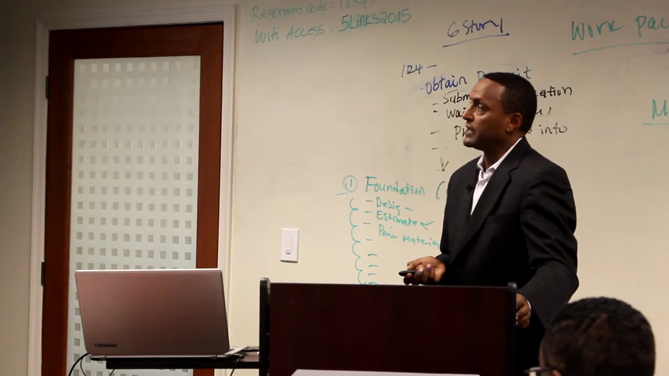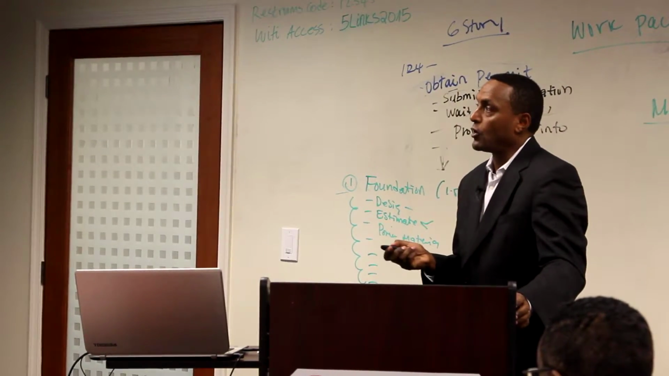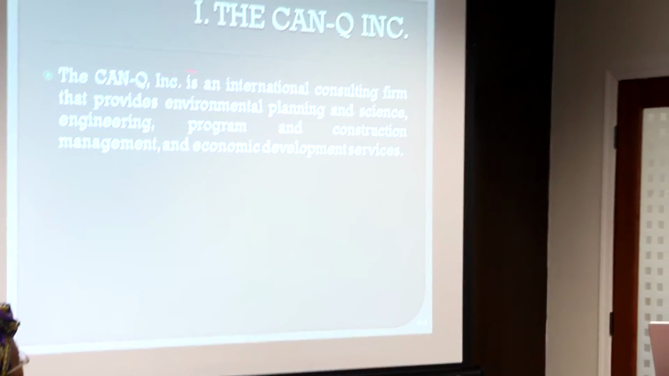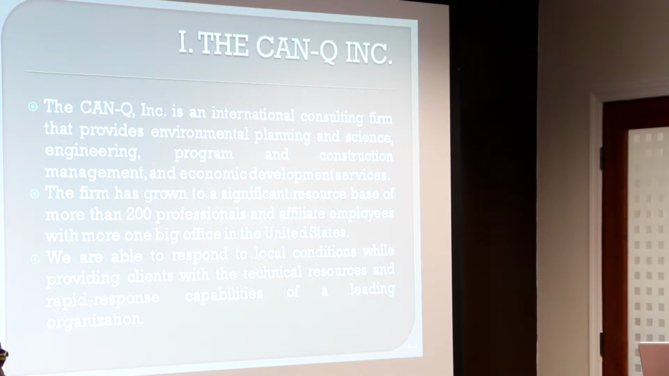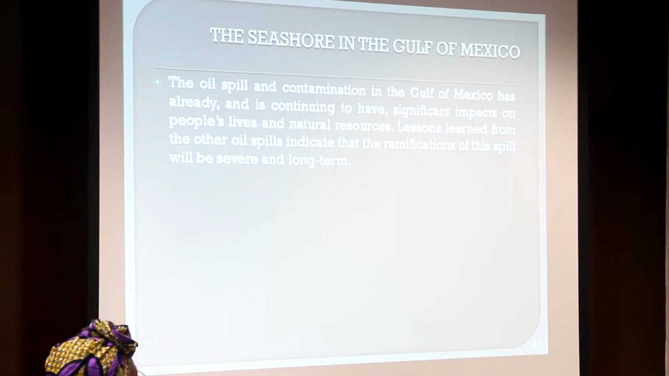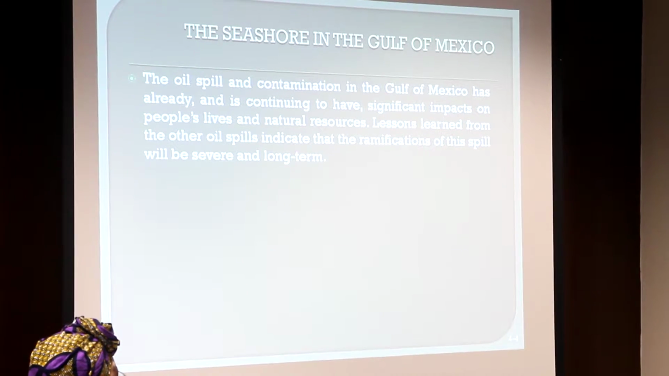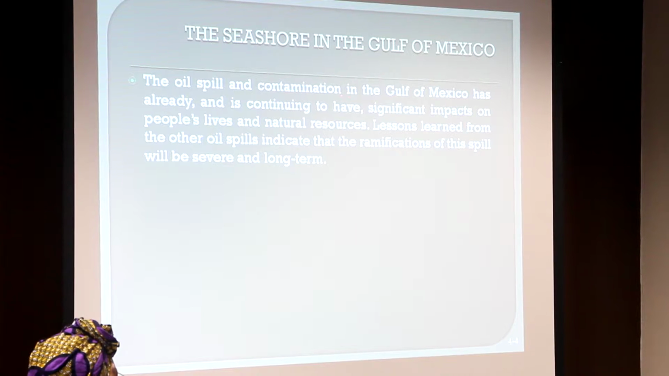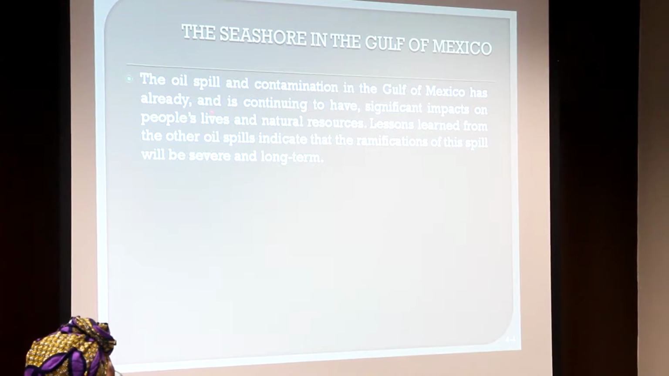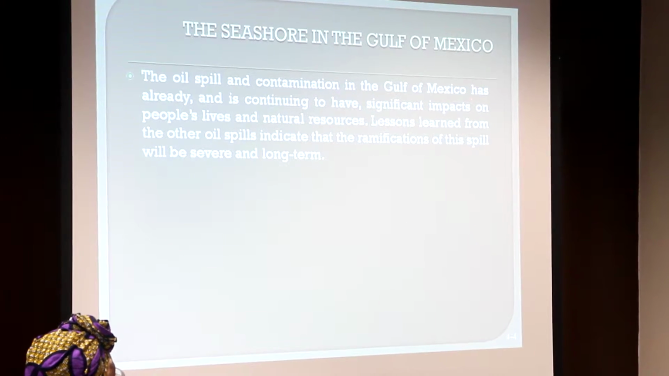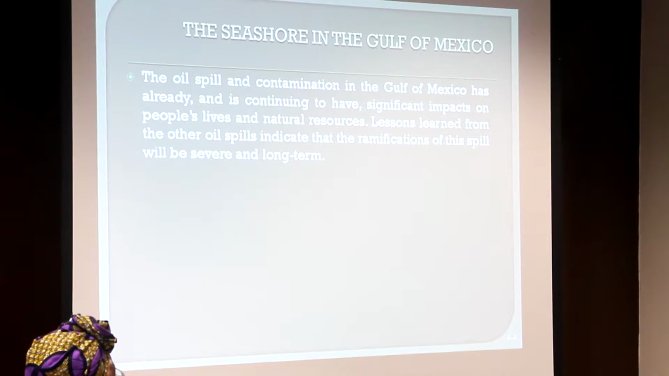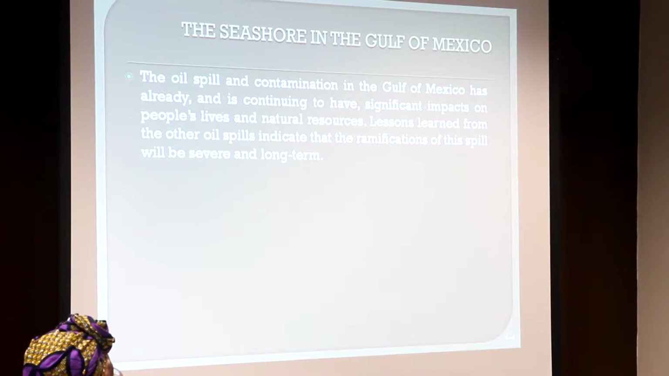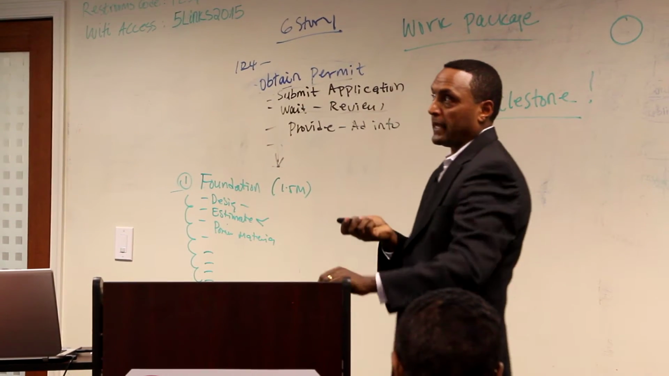This is from their presentation. They built their own company name, a hypothetical company, and they put some historical background, and this is the scope. The oil spill and contamination in the Gulf of Mexico has already and continues to have a significant impact on people's lives and natural resources, and lessons learned from other spills. So this is the task they were given, and I asked them to put together a project plan.